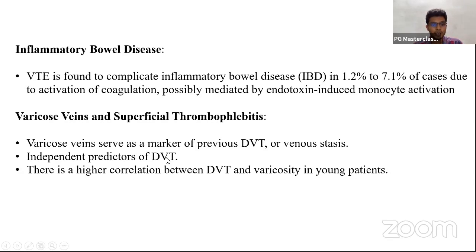They act as independent predictors of deep venous thrombosis. There is a higher correlation between DVT.